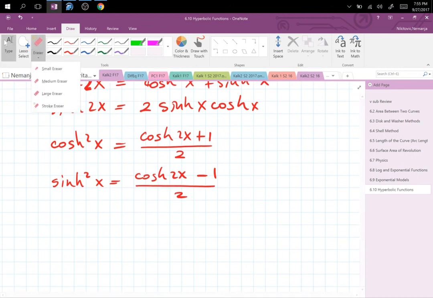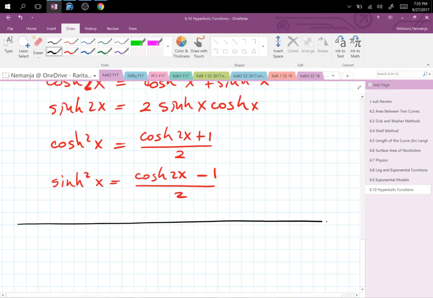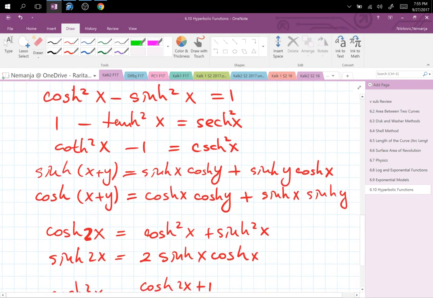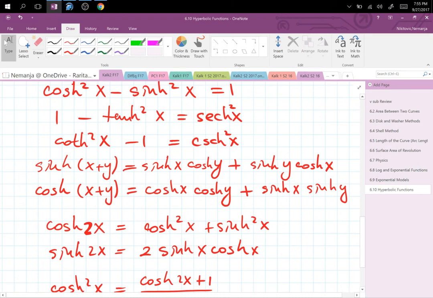What type of exam questions are you going to expect here? Well, prove any of these. And the proof is done by simply replacing your sines and cosines with their hyperbolic versions. So pick any of these formulas. Just give me a number, 1 through 8. 7. 1, 2, 3, 4, 5, 6, 7. That's the sine 2x. All right.